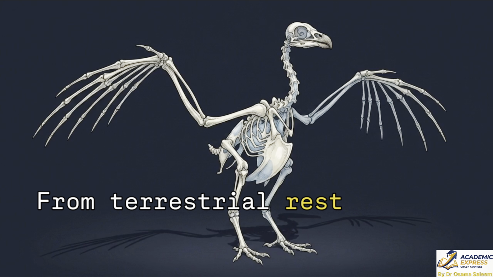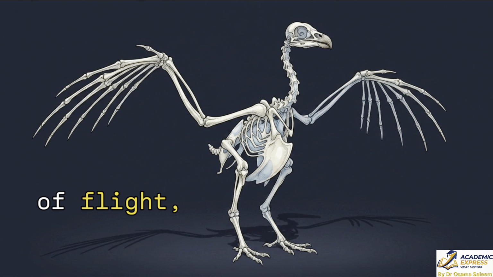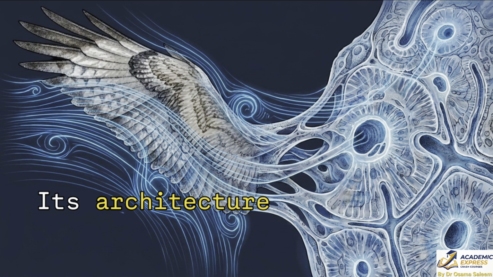From terrestrial rest to the extreme kinematics of flight, the avian skeleton functions as a highly specialized system. Its architecture reflects a precarious balance between the laws of aerodynamic physics and metabolic capacity.